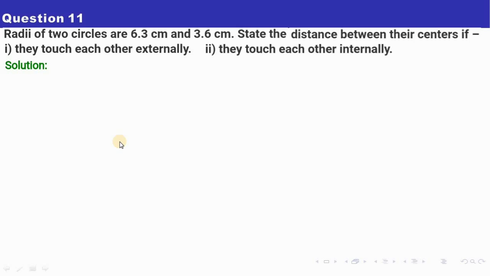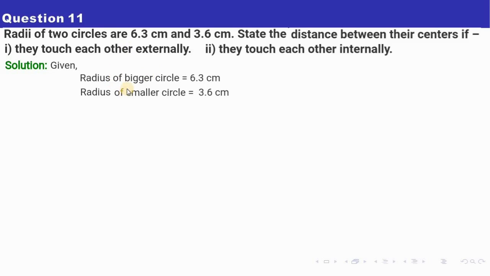Okay, let's move on to the next question. So the question says, the radii of two circles are 6.3 and 3.6 centimeter. State the distance between their centers if they touch externally, and if they touch each other internally. So there are two cases. Let me take one case at a time. So whatever is given, let me note down first. The radius of the bigger circle is given to be 6.3 and the radius of the smaller circle is given to be 3.6.